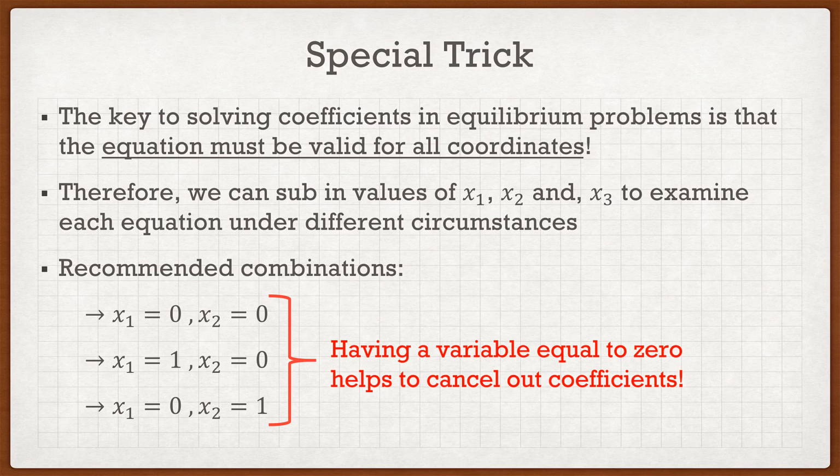All of them feature one of the variables equal to 0, because that'll help us cancel out our coefficients. If I have an unknown coefficient in front of x2, well, I can say x2 is equal to 0, and then it cancels out. It's gone.